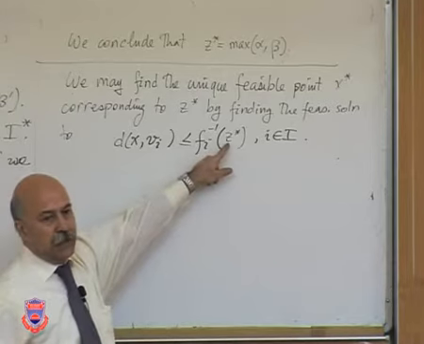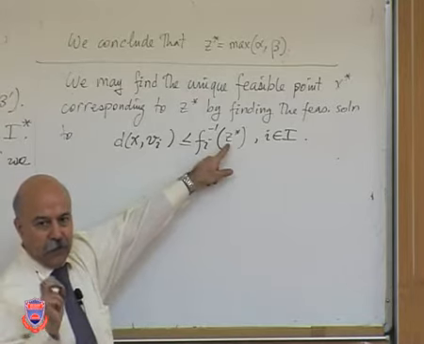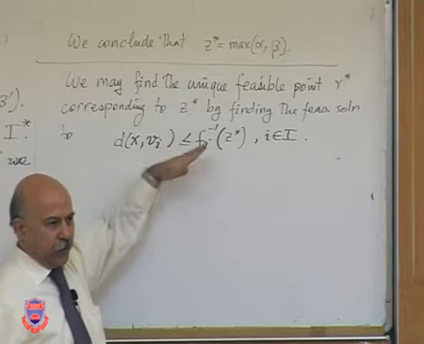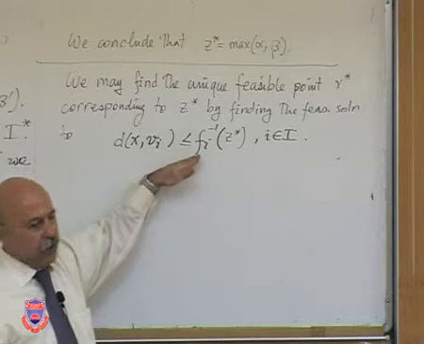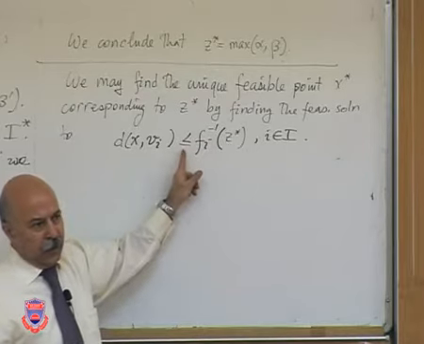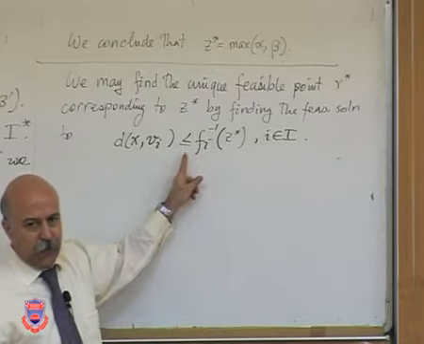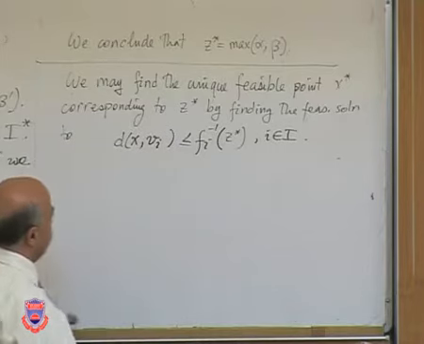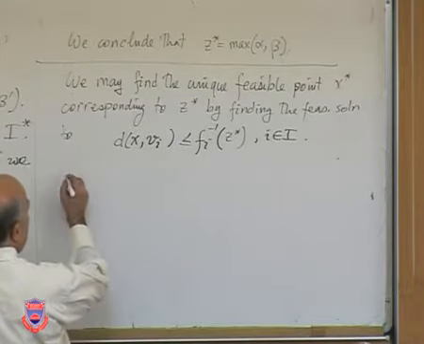Now, I know that Z star actually is that value which permits a feasible solution. So this is guaranteed to have a feasible solution. Furthermore, it's the smallest such Z star. So this has at least one feasible solution, but it will turn out that it will be a unique solution.